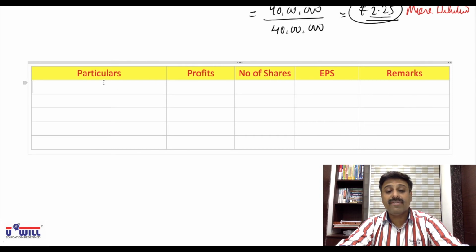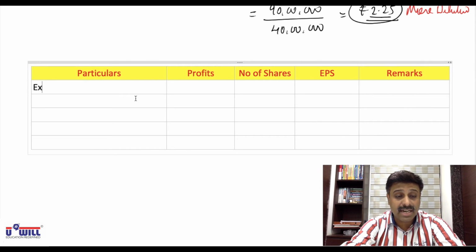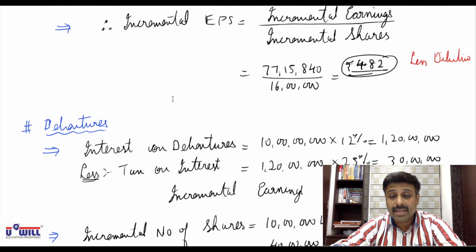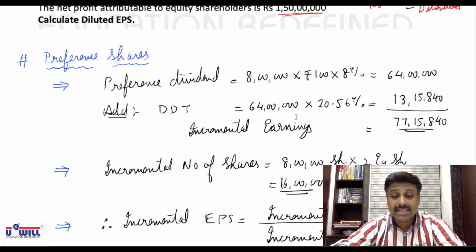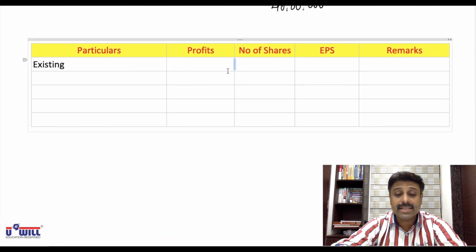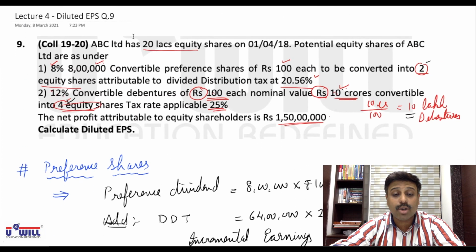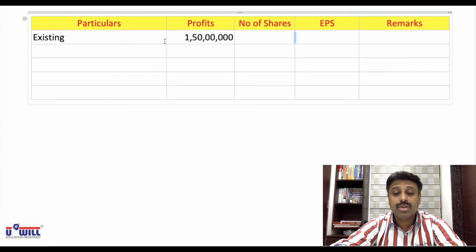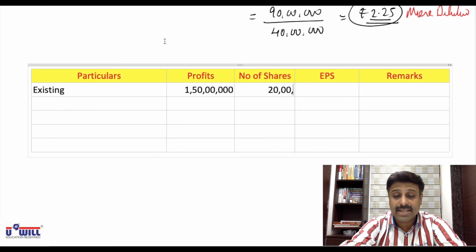Yes, I hope all of you have done the table. Now be attentive. First we will start with existing information. What are existing profits of the company? Existing profits are 1 crore 50 lakhs. At the end it is given. So look at existing profits 1 crore 50 lakhs. What are the existing number of shares? We have seen at the top of the question, 20 lakhs. So look at existing number of shares, 20 lakhs.